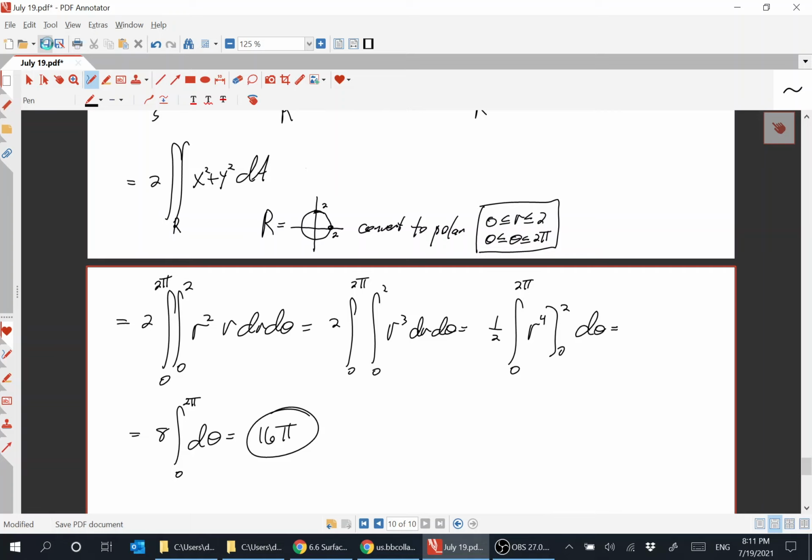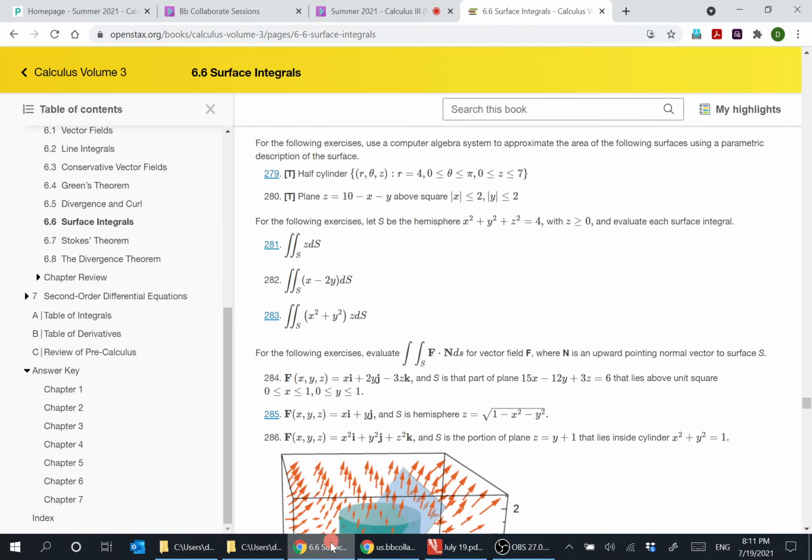Okay, so 281 and 283, we use the same surface, but two different functions. Okay? So this is a couple nice problems.